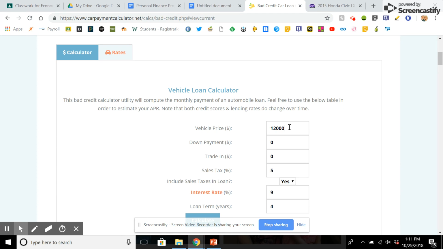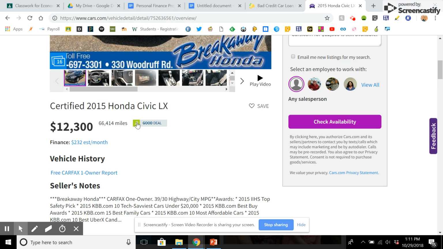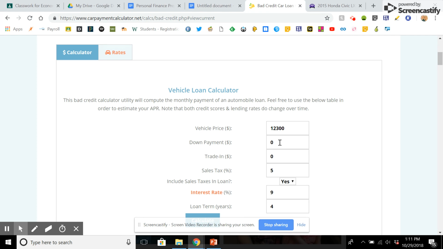So first off, I'm going to change the vehicle amount. So the vehicle amount is 12,300. Isn't that right? Yes, it is right there, 12,300. Now, obviously, if you were to actually buy this car, you would probably try to haggle with the people at the dealership and try to get that price lower. But for the purposes of this assignment, we're just going to use the price the way it is.